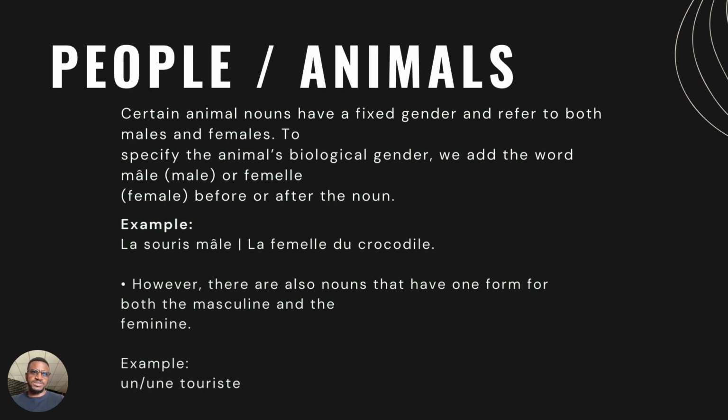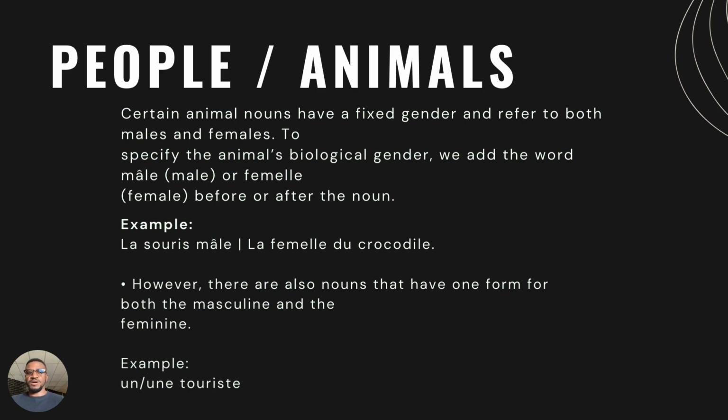Now, certain animals have a fixed gender, and that noun is then used to refer to both males and females. But to specify, since there's one fixed gender for the noun, that's when people add mâle for male and femelle for female before or after the noun. Example, we can have la souris mâle, le souris mâle, then la femelle du crocodile. That is the female of a crocodile. But there are nouns that have one form for both.